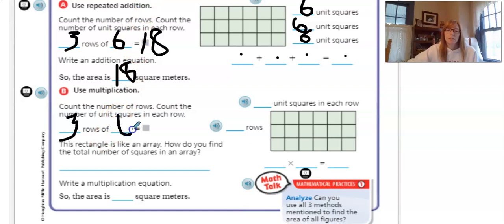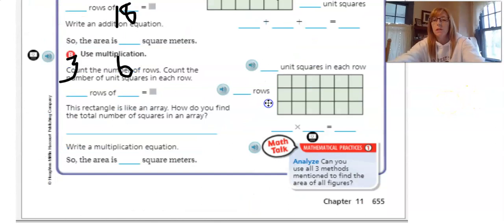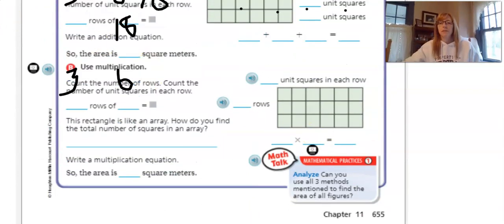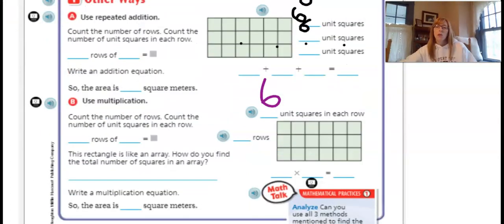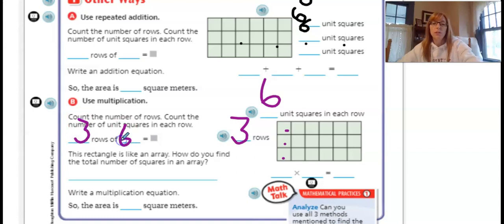Let's try again. Okay, so it says how many unit squares in each row. So there are 6 square units in each row. And how many rows are there? There's 1, 2, 3. So there are 3 rows. So down below it says there are 3 rows of 6.